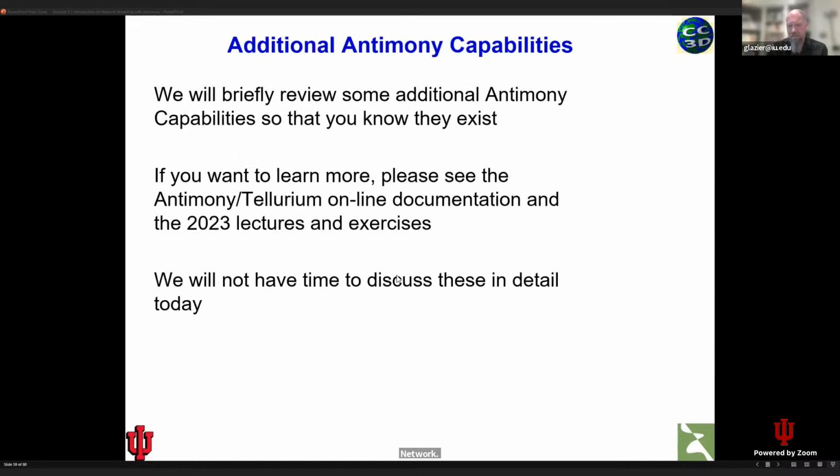Antimony has a lot of other features. I can only talk about them very briefly. If you're interested, you can look at the cheat sheet, the online documentation, and the 2023 lectures and exercises. We're not going to be able to go over them in detail, but I do want you to know they exist so you know to look them up.